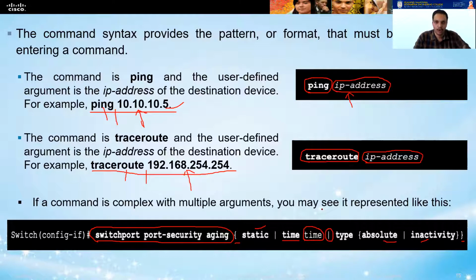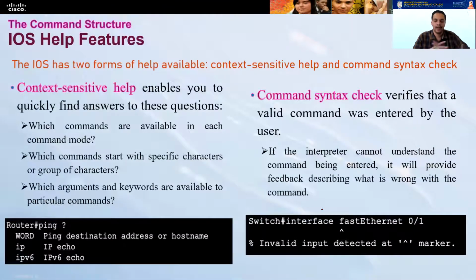And now if you go on, in order to make life easier and make this CLI much more user attractive, they have added two help features that are actually included in this particular IOS. The first help feature is called context sensitive help, and the second help feature is called command syntax check. So if you check out the very first one, I don't know how many of you know this or not.